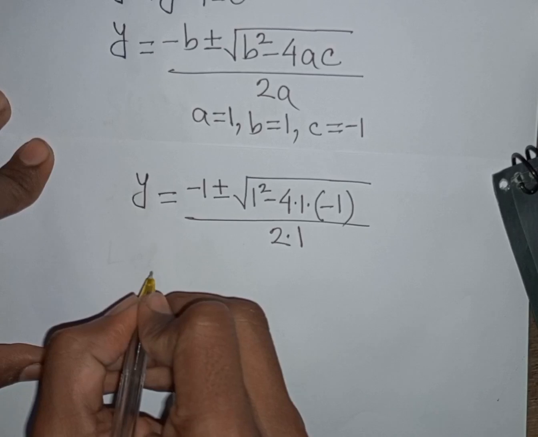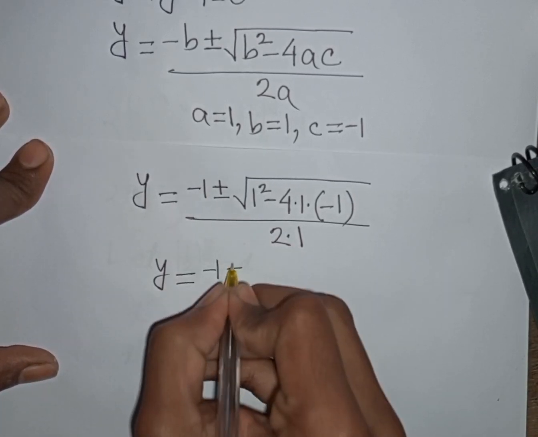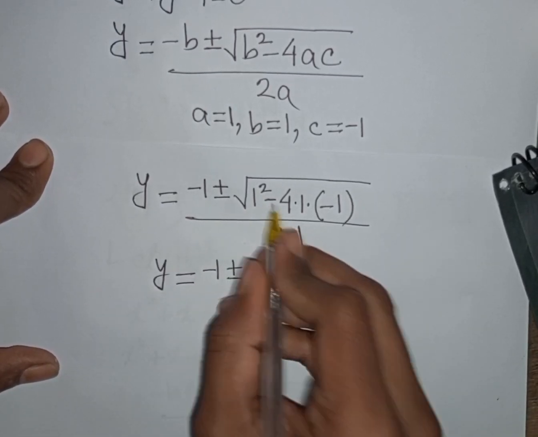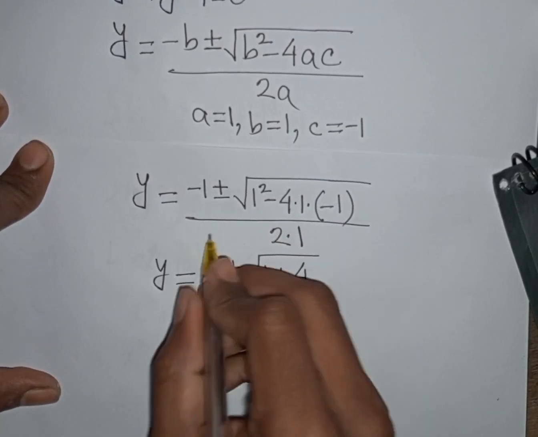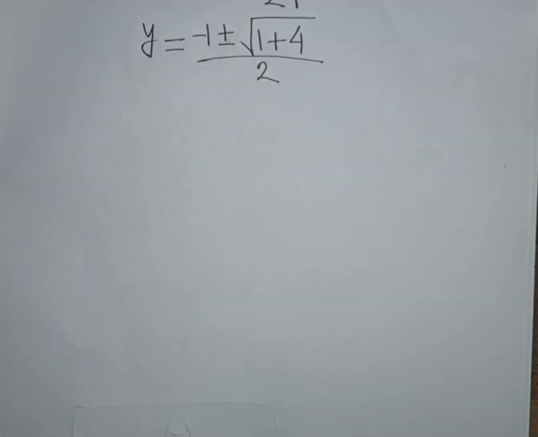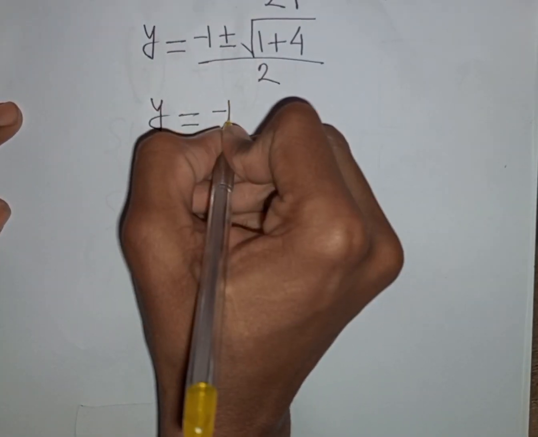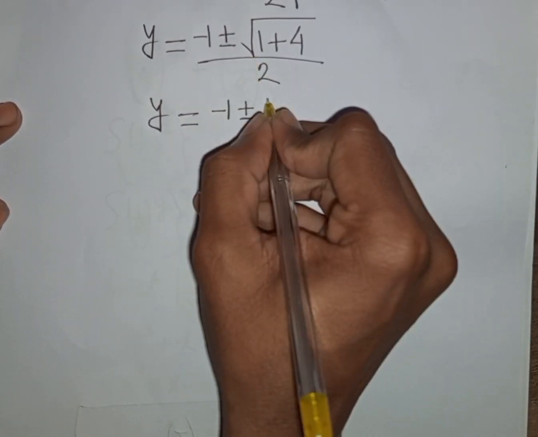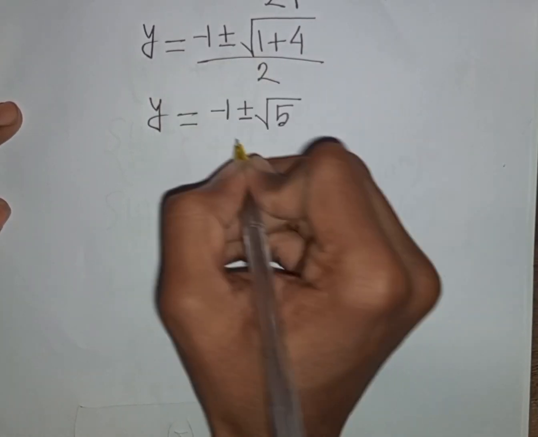Now I can write here y is equal to minus 1 plus or minus square root of 1 square is the same as 1, then minus times minus, that means it will be plus. 4 times 1 times 1, that means it will be 4. Then divided by 2 times 1, that means 2. Now we can write y is equal to minus 1 plus or minus square root of 1 plus 4, that means it will be 5, then divided by 2.